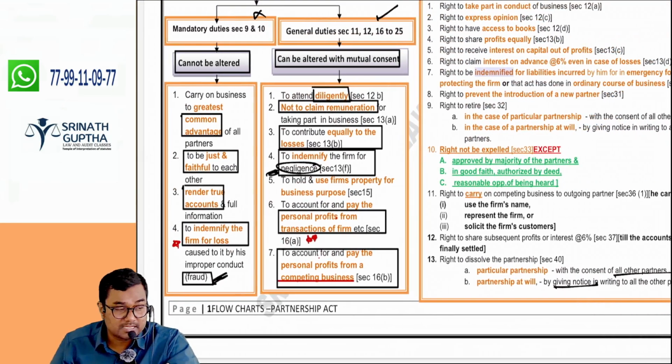These are the duties which can be altered and which cannot be altered. Mandatory duties cannot be altered. General duties can be altered.